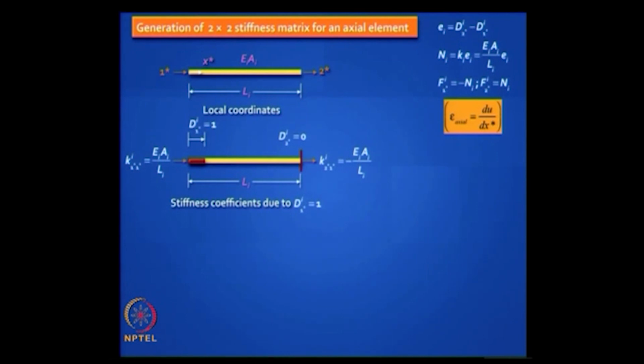You will develop a reaction at the other end, equal and opposite. So K 2 star 1 star will be minus EA by L. Is this clear? This is obvious. What about the deformations? How will the axial displacement vary? It will vary like this. Okay, this is exact. You agree?